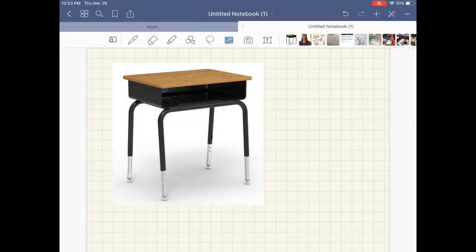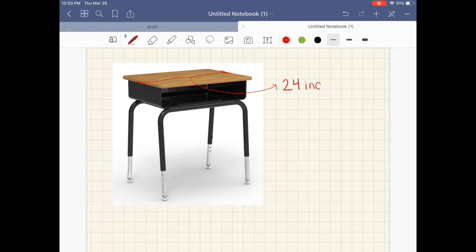All right, let's get into converting measurements using our chart. So here I have one of our school desks, and I want to measure the length of this desk. So from one side to the other, I want to find out how long it is. You can see there I'm drawing the length of the desk from one side to the other. So let's say I measure that the length of the desk is 24 inches long. But I want to know how many feet that is. So I'm going to convert those 24 inches into feet.